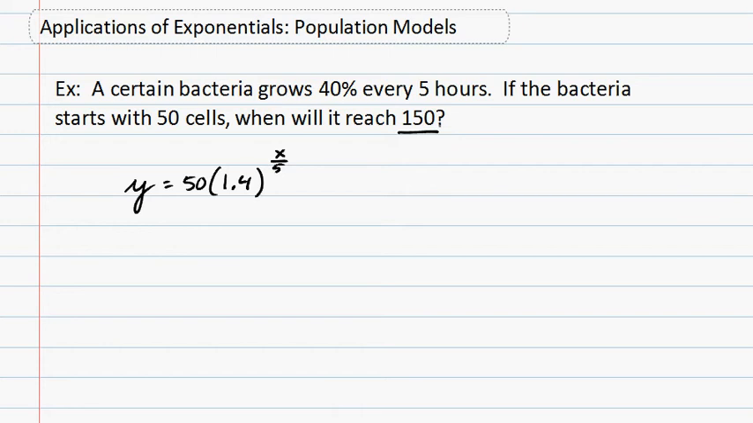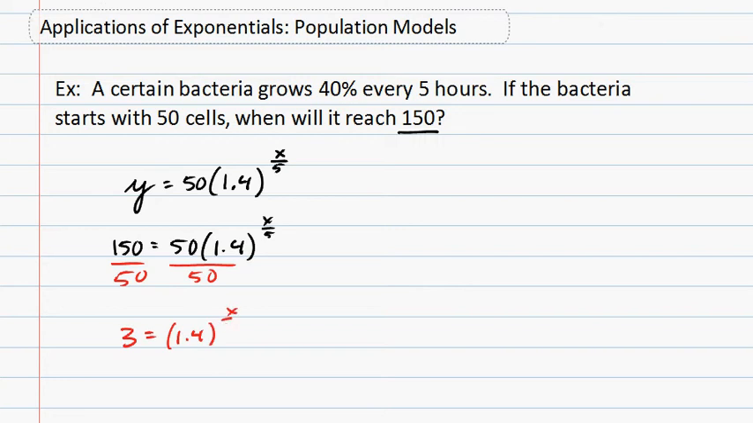So we're not going to put 150 in for x, which is time. We're going to put 150 on this side. And now we're going to try to solve to get x alone. So the first thing we're going to do is divide by 50. So this would be 3 equals 1.4 to the x over 5.